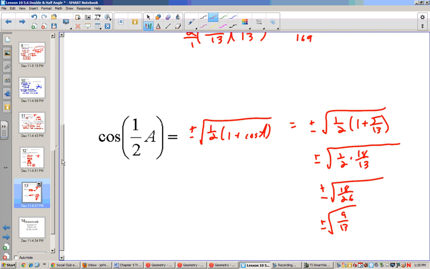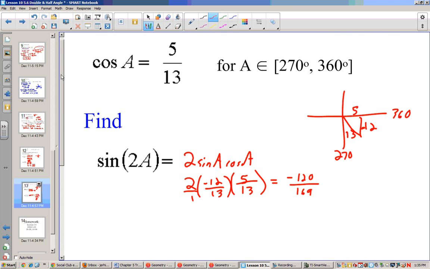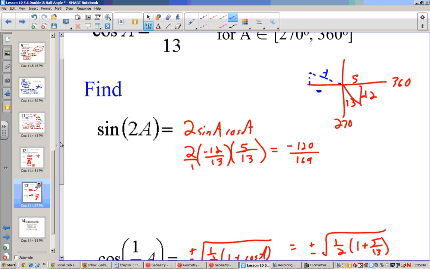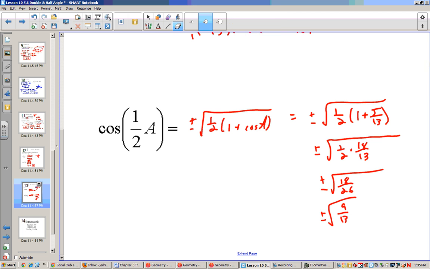Now we have to decide if that's positive or negative. If we look at this value, let's say we don't know what it is, but let's guess it's 300. If it's 300 and we cut it in half, it would be some value over here, which would be 150-ish. And is the cosine positive or negative over here? Hopefully you're saying a negative because it's a negative over a positive. So this answer must have a negative value in front.